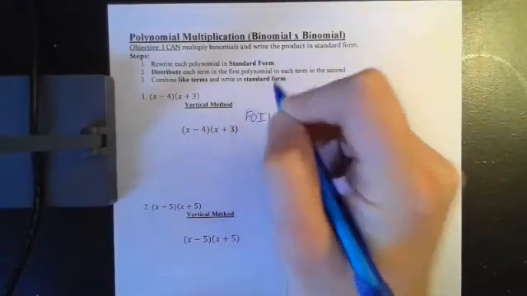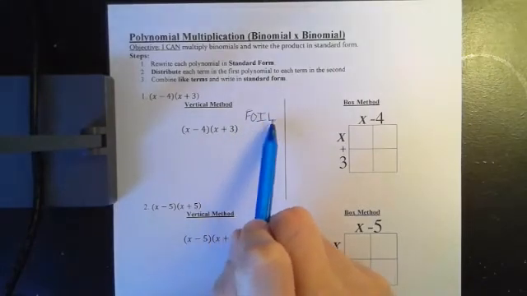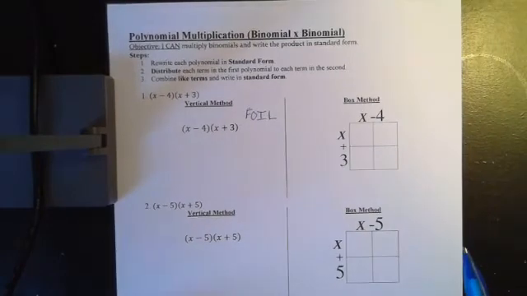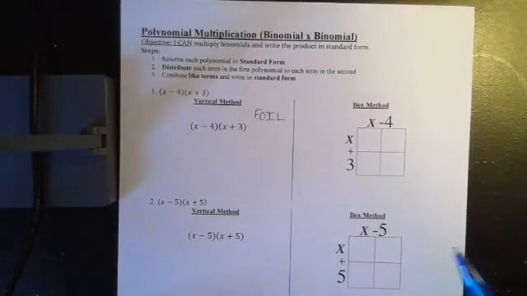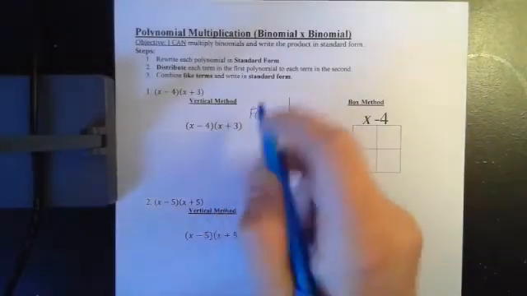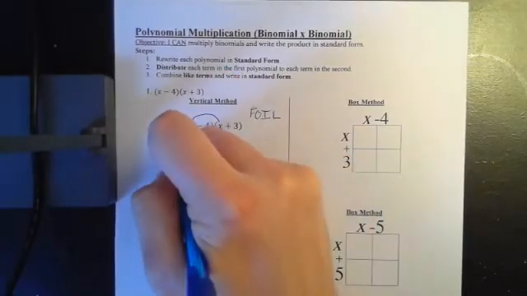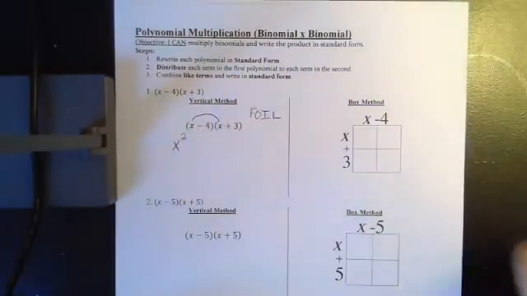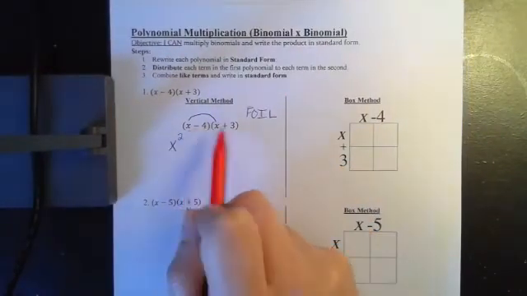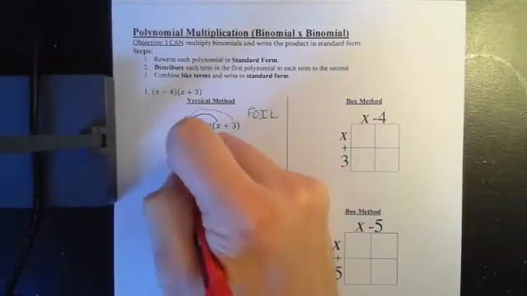Remember that the FOIL method stands for firsts, outers, inners, lasts. And then after you multiply them, look for like terms to combine, and then combine like terms and write your final answer. All right, so let's start with our first terms. So our first terms are x times x, which is going to give us x squared. Then we move on to our outers, which is x and 3. So x times 3 is 3x.